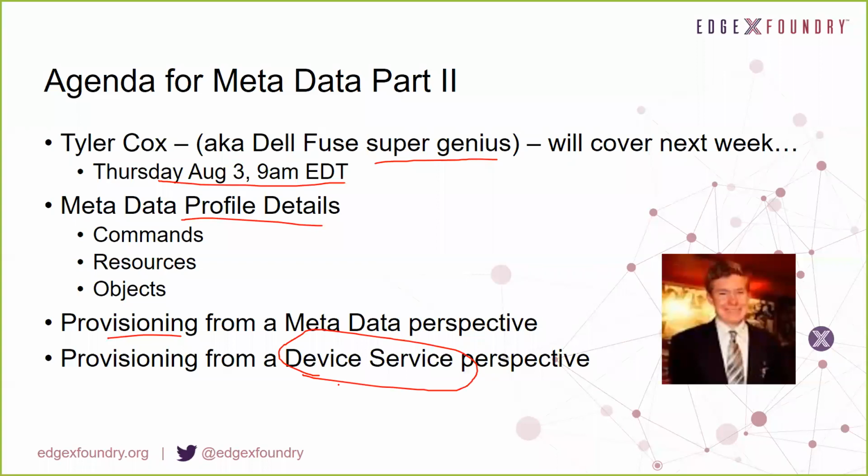So stay tuned next week for Tyler Cox. What a great asset we have to the project in Tyler. He is a phenomenal resource. And if you haven't had the pleasure yet to speak with him, join the call next week. He'll really set up the discussion around this topic, but also answer lots of other questions you might have about things like the SDK, which will certainly be a topic in a future EdgeX talk.